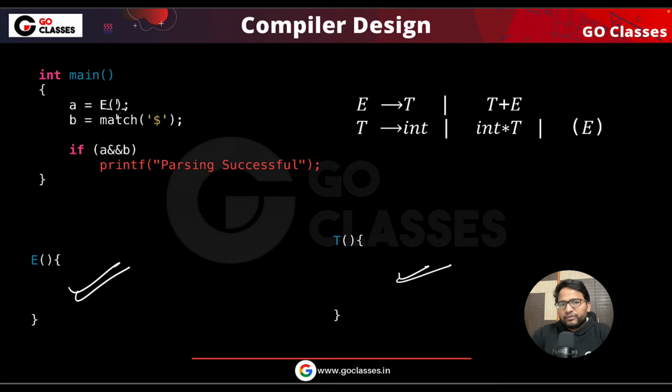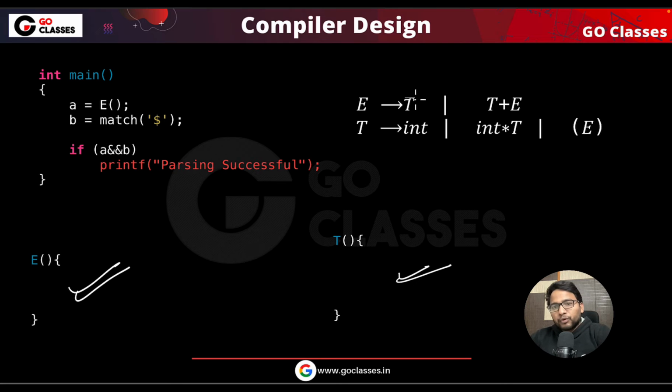Whatever E returns may be true or false, and at the end we will be checking whether the last symbol is a special character, which is dollar. If that is the case, which means E is returning true and the last symbol is also the special character dollar, then we will say parsing is successful. That's how we write the code. Now there will be two functions, one for E and one for T. Let me tell you how we write the function.